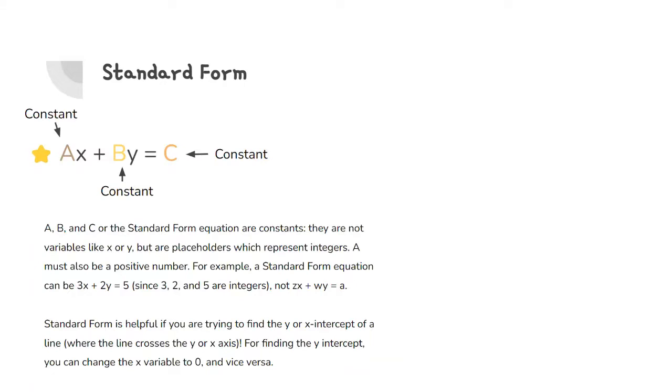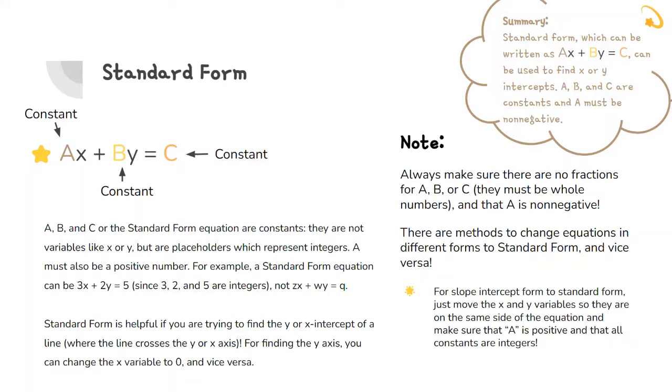Standard form is helpful if you're trying to find the y or x-intercept of a line, where the line crosses the y or x-axis. For finding the y-intercept, you can change the x variable to 0 and vice versa. Just a note, make sure that there are no fractions for a, b, or c. They must be whole numbers, and that a is non-negative. There are methods to change equations in different forms to standard form, and vice versa. For example, for slope-intercept form to standard form, just move the x and y variables so they are on the same side of the equation. Make sure that a is positive and that all constants are integers, not fractions.